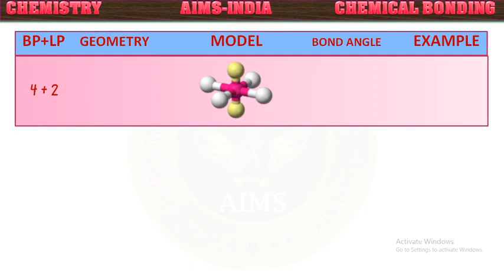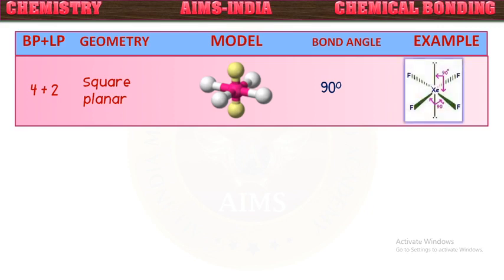Next, the molecule with four bond pairs and two lone pairs. If there are two lone pairs and four bond pairs, the four bond pairs will come in the same plane in a square planar shape, and one lone pair will be above and one will be below the plane. So the bond angle will be 90 degrees. And an example for this kind of molecules is xenon tetrafluoride.